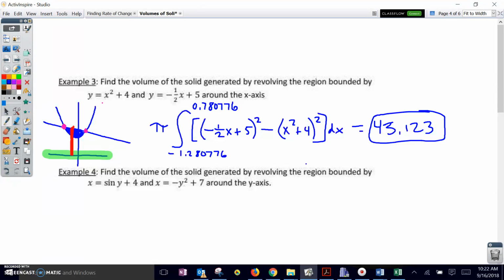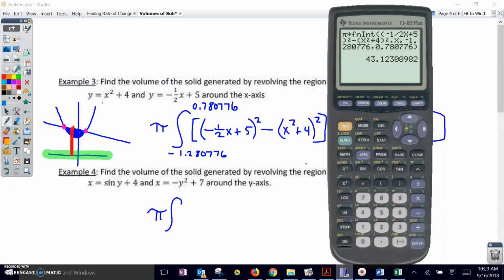Alright, example 4, we're going to do the same thing, except this time we're going around the y-axis. And I can't really graph these functions on my calculator, but realize that I can graph the inverses of these functions and treat it like I'm revolving around the x-axis and find the information accordingly in order to set up our integral. And that's frequently helpful.